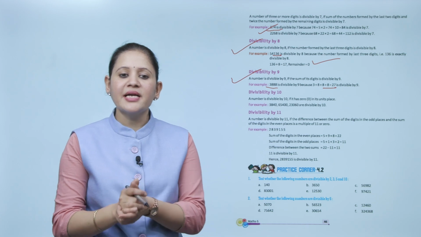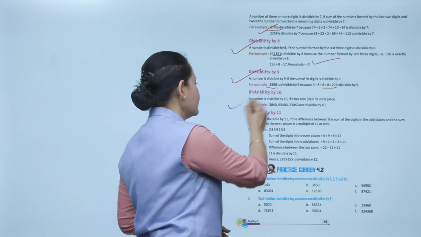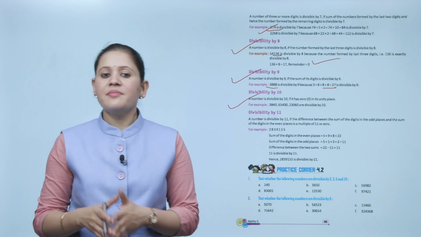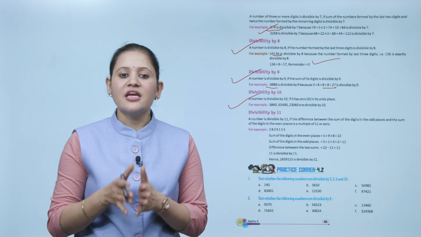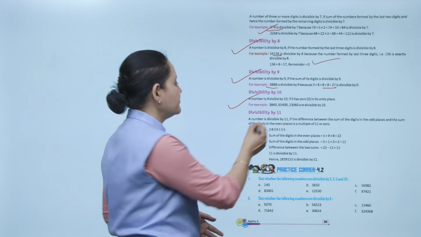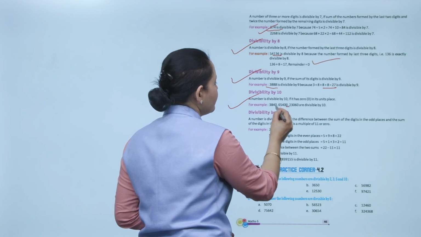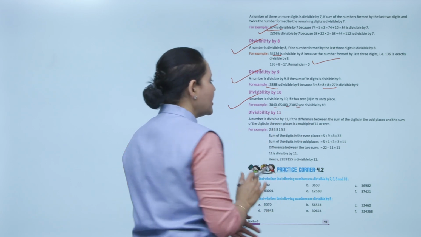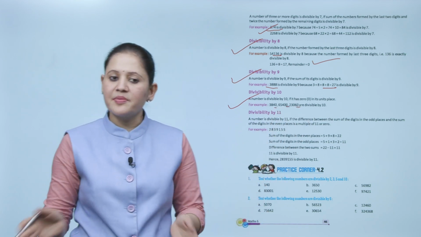Next is divisibility by 10. A number is divisible by 10 if it has 0 at its units place. Like here, all these numbers have 0 at their units place. That means these numbers are divisible by 10.